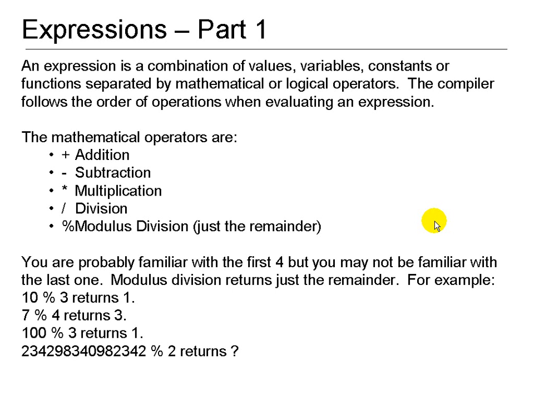Now, if we take 10 modulus 3, that's going to return 1. So just like you did in grade school before you knew about fractions and decimal points, you'd say 3 goes into 10 3 times with a remainder of 1. Well, all you want is the remainder part. How many times does 4 go into 7? Well, it goes in once with a remainder of 3. How many times does 3 go into 100? Well, it goes in 33 times with a remainder of 1.